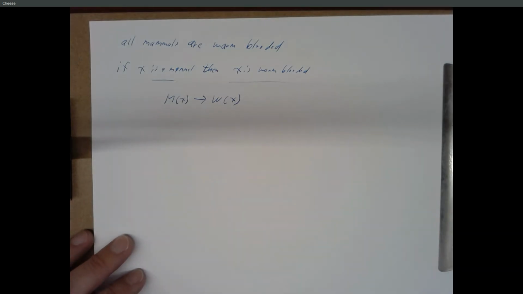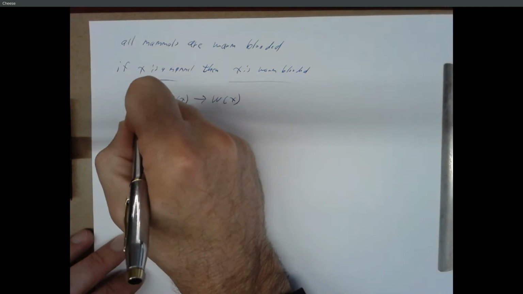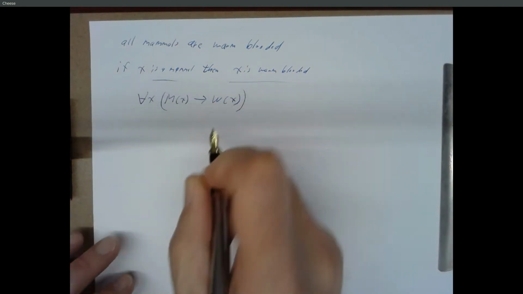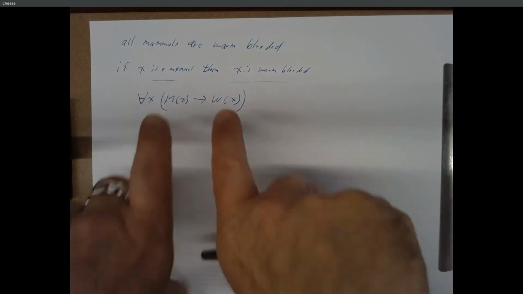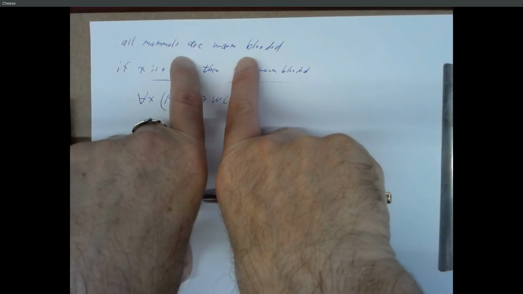And then the all in the beginning there is basically saying for all X, this conditional is true. So for all X, if X is a mammal, then X is warm-blooded. Does everybody see where that gets you the same thing as saying all mammals are warm-blooded?